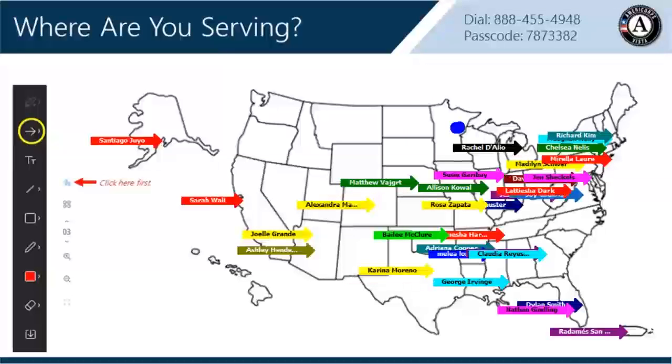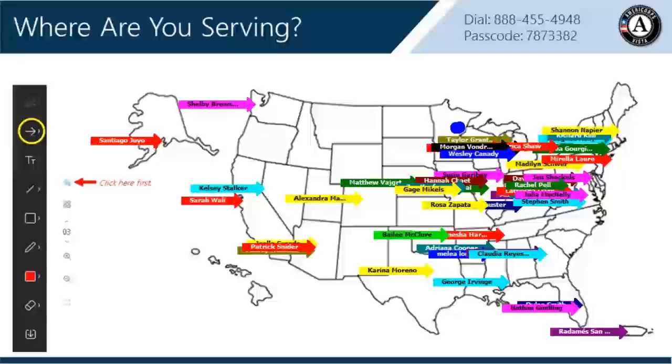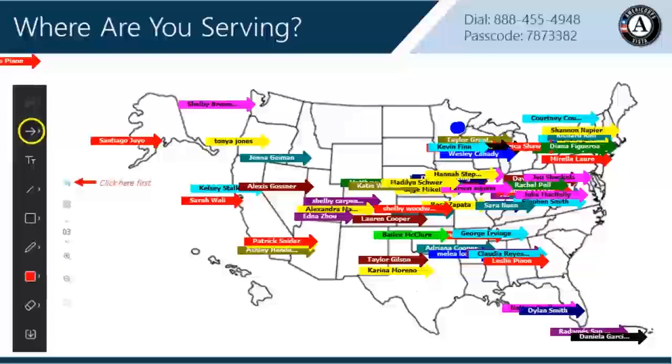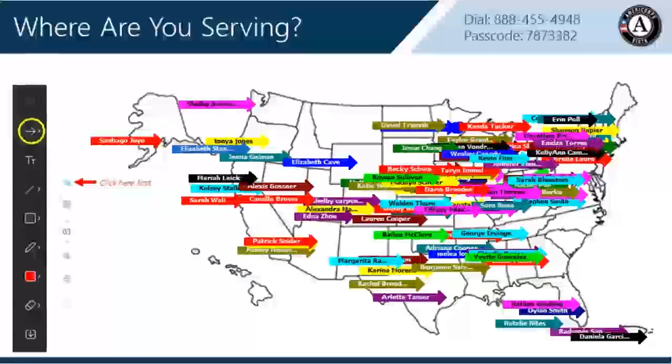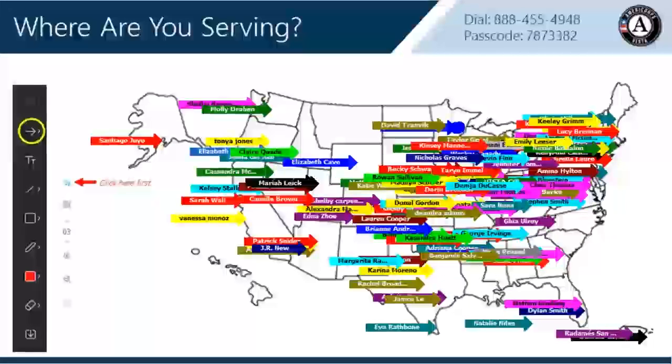First, click on the squiggly line icon in the toolbar on the left side of the slide. Then, click on the arrow in the toolbar to activate and click on the map where you start serving as a VISTA member. If you are on a mobile device, the annotation tool is not available, so please type the state name in the chat.